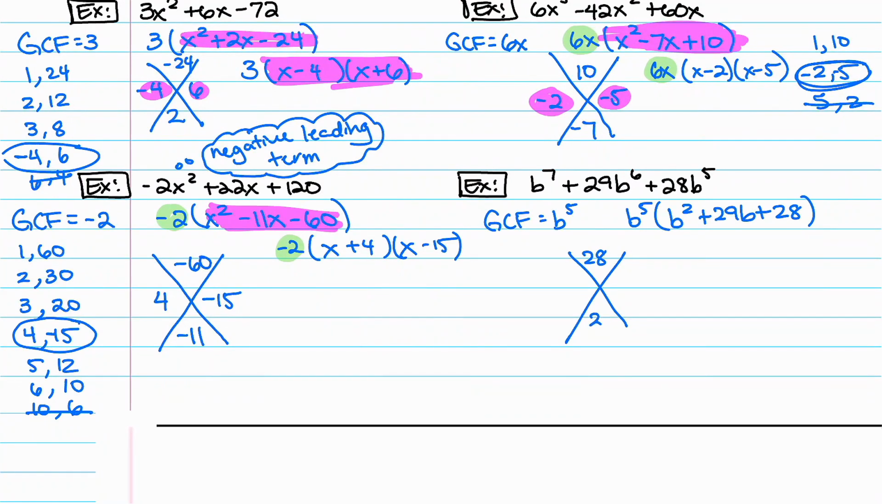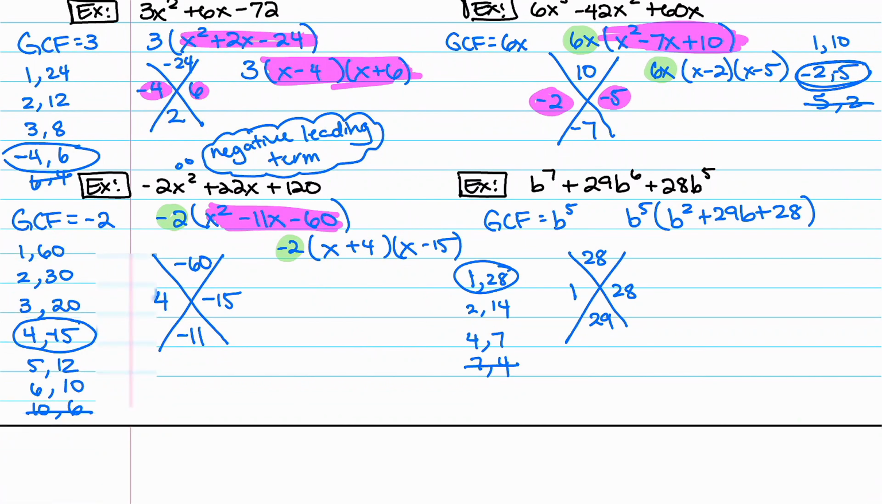And it needs to add up to a positive 29. I'm going to make my list: 1 and 28, 2 and 14. 3 doesn't work, 4 and 7. 5 doesn't work, 6 doesn't work, 7 does work with 7 and 4, but that's the same. All right, now that I have that, it looks like this first one's going to work with a 1 and a 28. So this pink portion right here factors to 1 and 28.